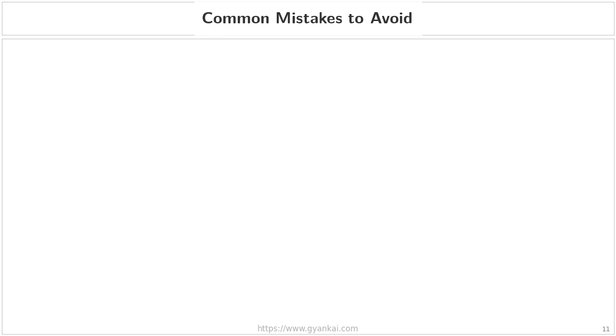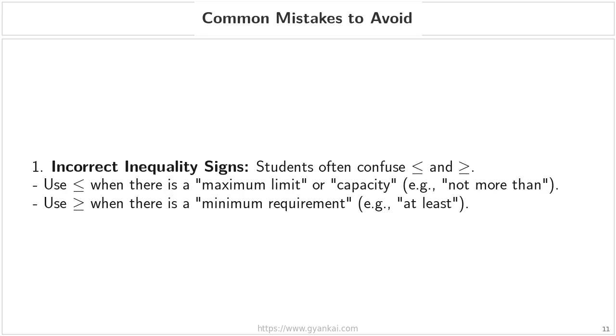Common mistakes to avoid. Now that we have seen how to successfully build a mathematical model using the furniture dealer example, I want to pause and discuss some common pitfalls. Even if you understand the steps, it is very easy to make small errors that can lead to an incorrect solution. First, let's talk about incorrect inequality signs. This is perhaps the most frequent mistake. Students often find themselves confused between the less than or equal to sign and the greater than or equal to sign. To avoid this, always look for specific keywords in the word problem.